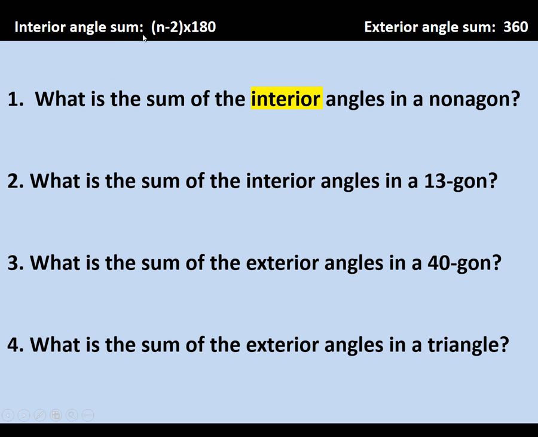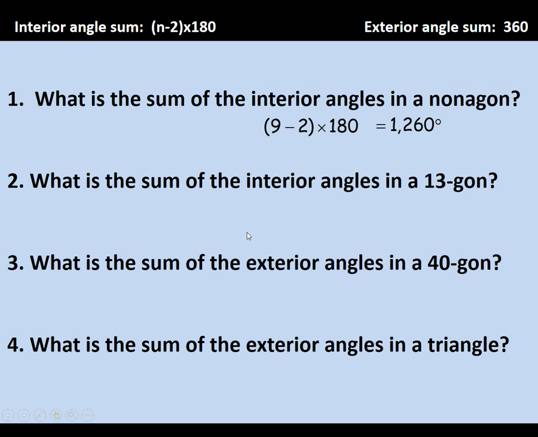If we're doing interior, that means we're going to use this formula. This formula tells us what they add up to, or what their sum is. To use this formula, the next thing we have to look for is how many sides the shape has. Well, this one says it's a nonagon. You have to know that a nonagon means it's got 9 sides. Okay, if we want to know what the angles inside a 9-sided shape add up to, we just plug them into our formula. 9 minus 2 times 180. And that's going to give us 1,260.